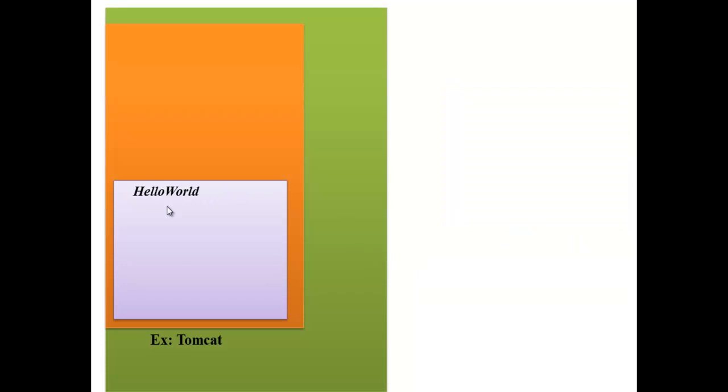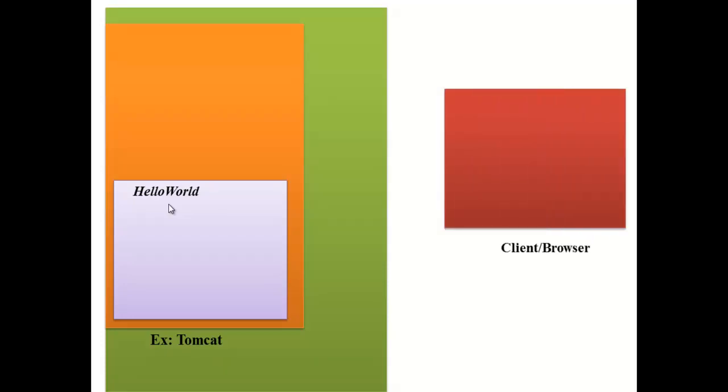So our application was loaded by Tomcat and it is ready, meaning Tomcat is ready to serve if we send any request from the client. Now let us send a request from the client side. This is the client. Now our client sent a request to the Hello World application, to a resource that is available in the Hello World context path.